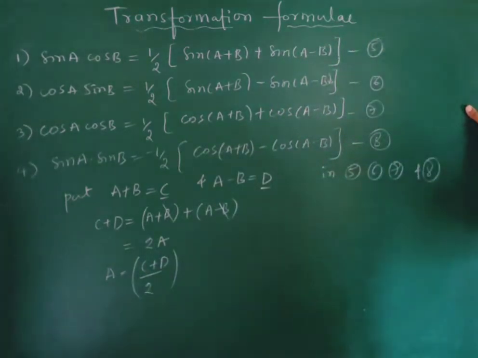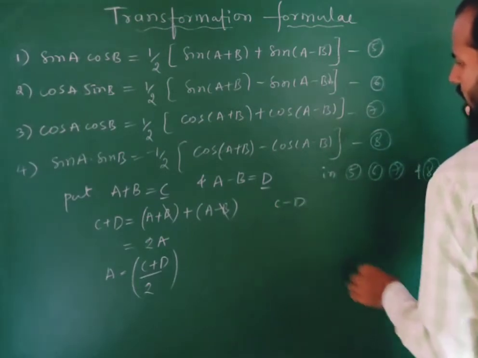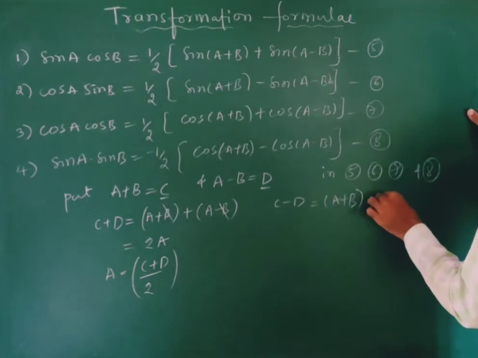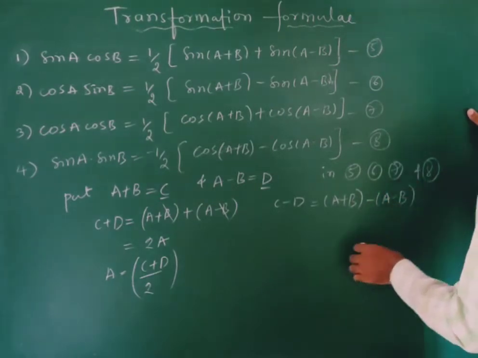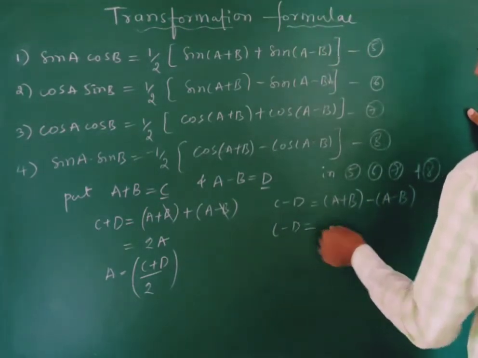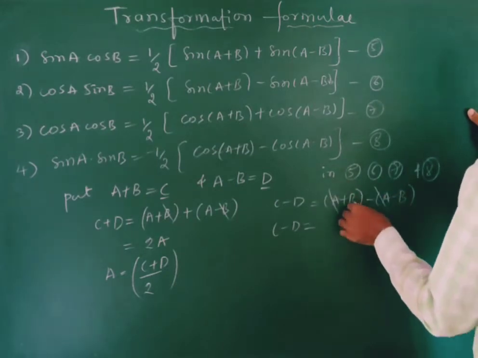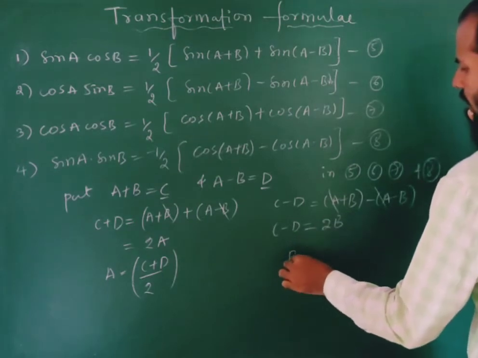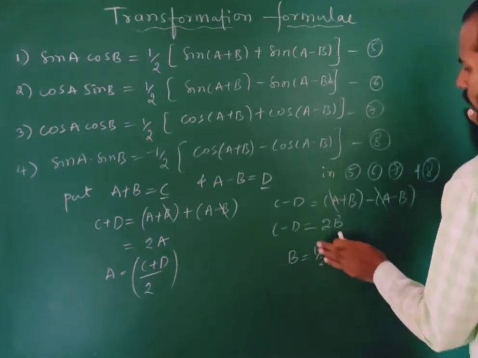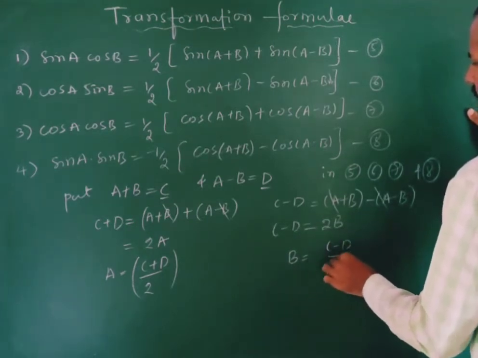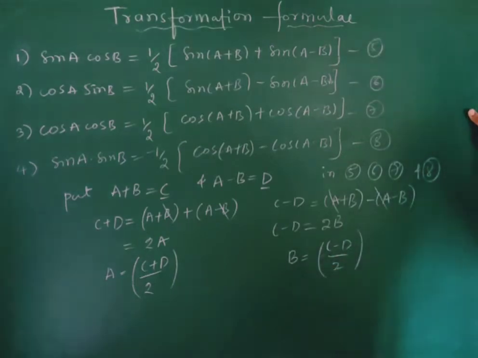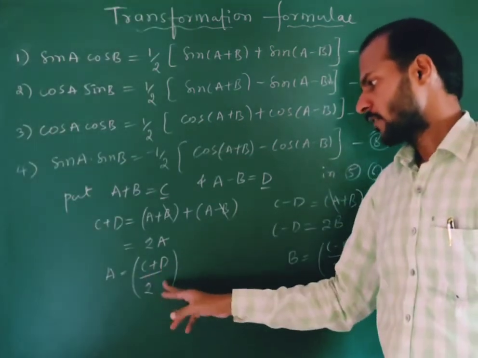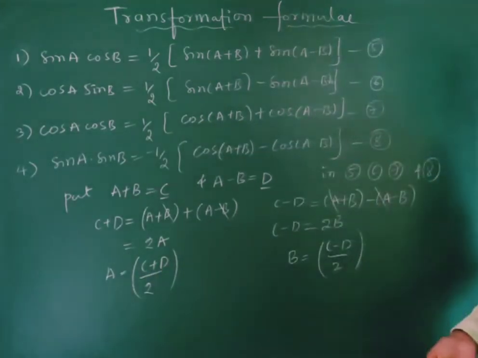And similarly, c minus d. Again, a plus b minus a minus b. Now, c minus d: a minus a gets cancelled, b minus minus b is plus b, which is 2b. Therefore, b equals 1 by 2 of c minus d, that is, c minus d by 2. The values of a and b are here: a is c plus d by 2 and b is c minus d by 2.